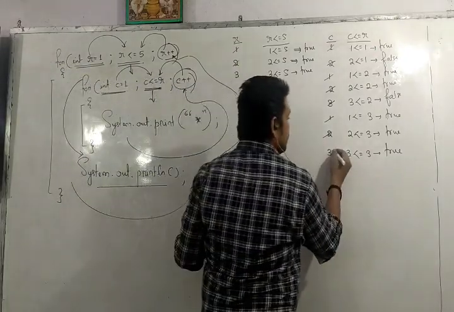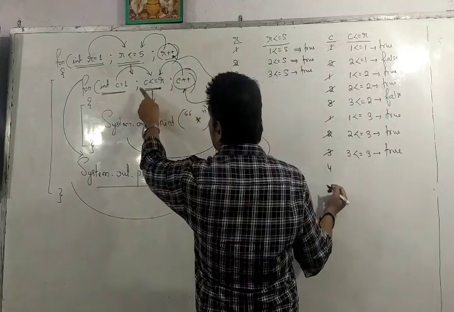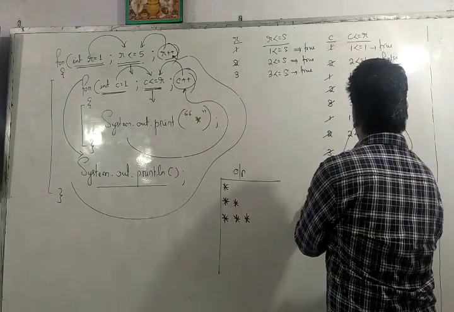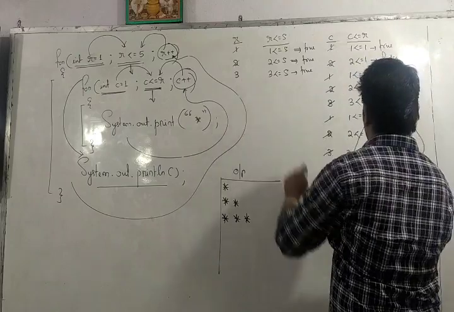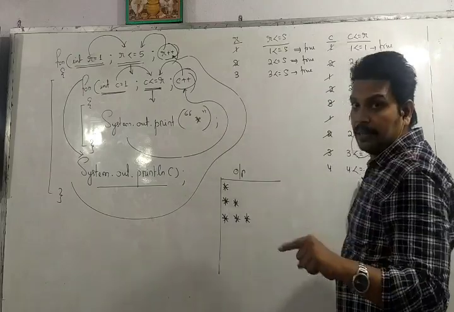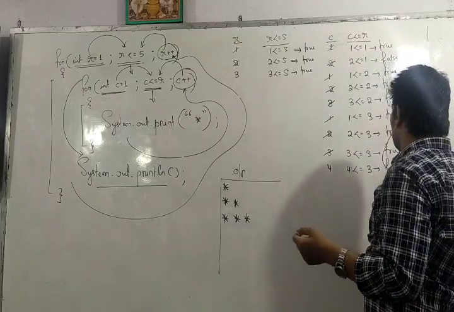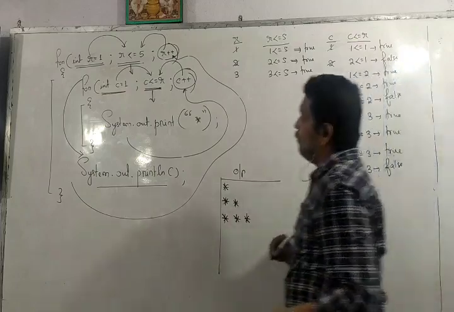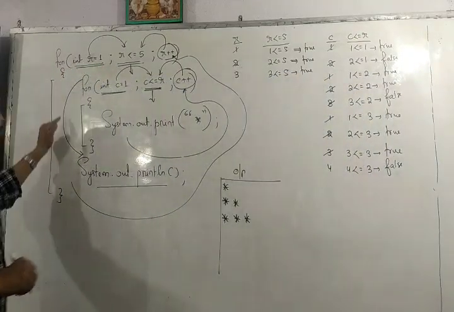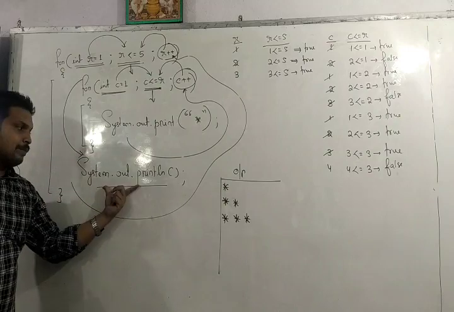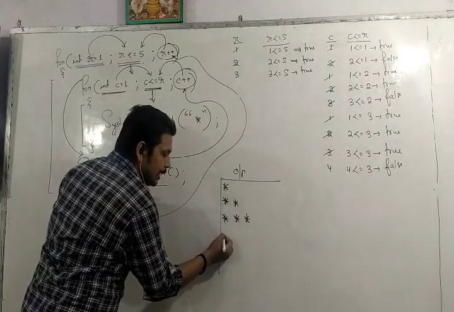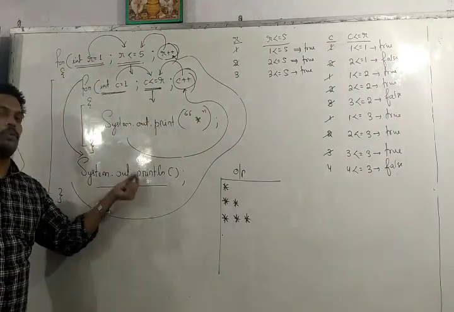C++ is 4. What is the condition? C less than equal to R. What is the value of C? 4. 4 is less than equal to 3. 4 is less than 3? No. 4 is equal to 3? No. So here we will get false. If we get false, the control will come out of the body of the inner for loop and the cursor will be taken to the next line because of this system.out.println.